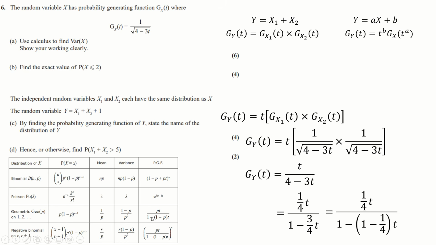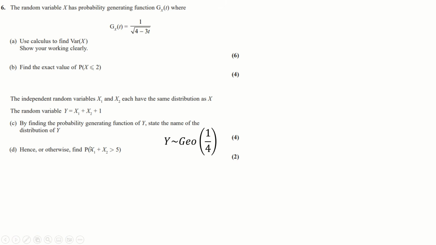So yeah, this is a geometric distribution with p being a quarter, and we'll just say that is what it is. Hence or otherwise find this thing. Well, we're of course going to do the hence. If we just add 1 to both sides here, we get this, and then this is just the y. So the question is just P(Y > 6).